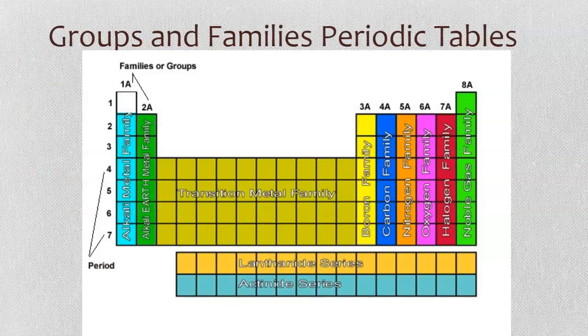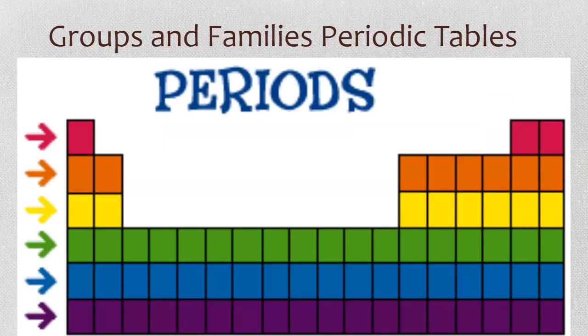So let's take a look here. Please ignore the A's. I really like this picture, but the A's are from the old way of organizing things versus how they do 1, 2, 13, 14, 15, 16, 17, and 18 now. But you can see that these are a nice way of organizing your groups and families. Periods, on the other hand, they go across. Look, I know this doesn't have all 7 on them because I couldn't find a really pretty one, but it is your period. They go across.